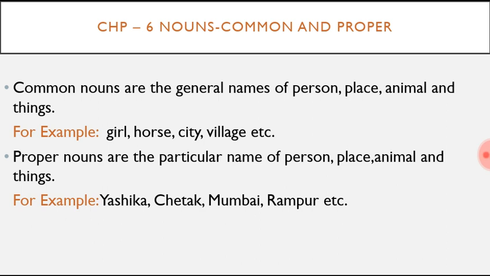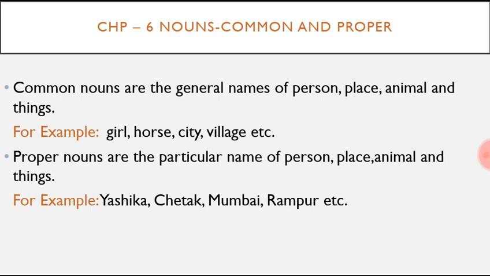Now here is chapter 6, that is nouns, common and proper. Now common nouns are the general names of person, place, animal and things. So here common nouns are the name of person which we use in general, or name of place, animal or things. For example, girl, horse, city, village.